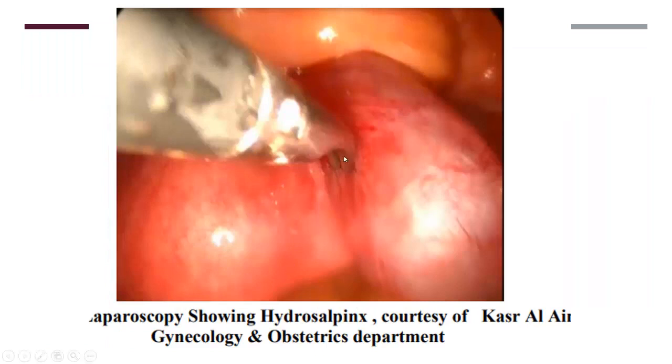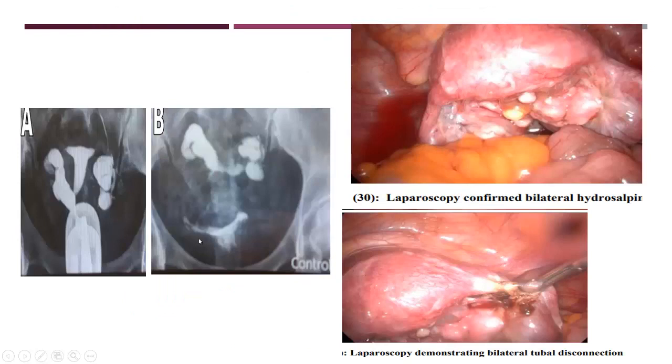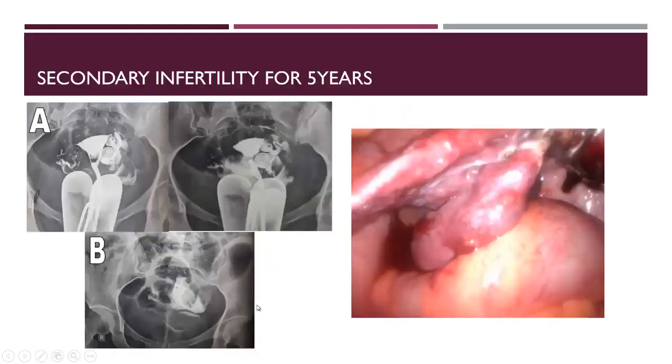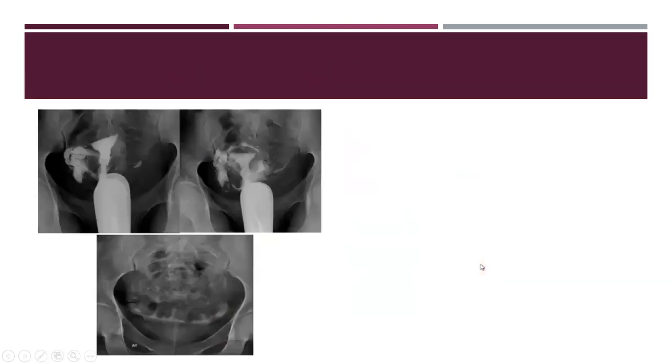Here is laparoscopy showing hydrosalpinx. And here also we have bilateral hydrosalpinx seen on laparoscopy, and usually in these cases, especially if the tubes are unhealthy, they do tubal disconnection in order to do IVF after. This case also, secondary infertility for 5 years, has hydrosalpinx with thickened mucosa, and on laparoscope we see that there is hydrosalpinx here, and they do disconnection also.